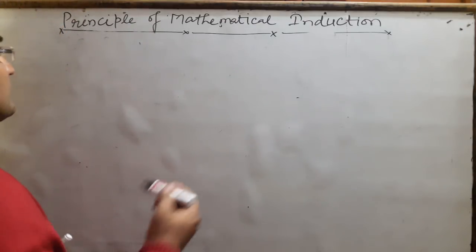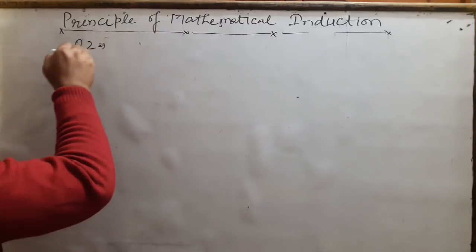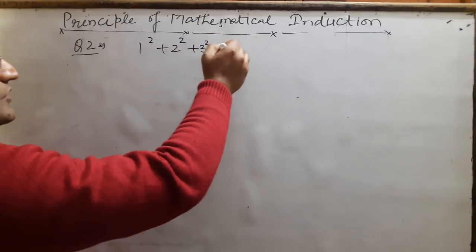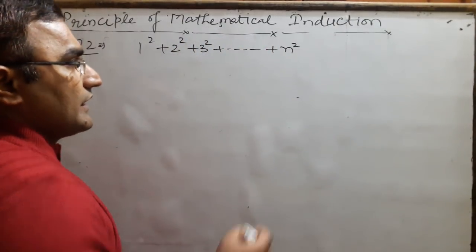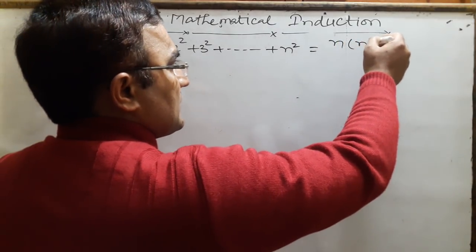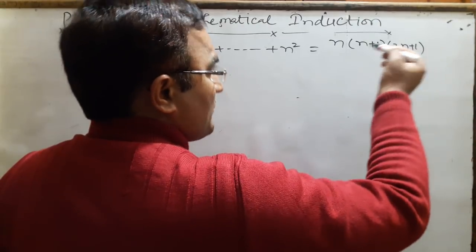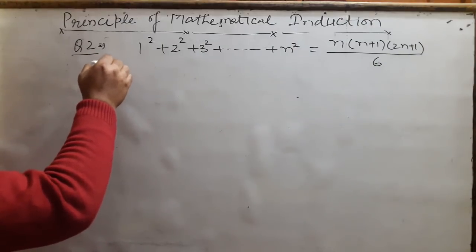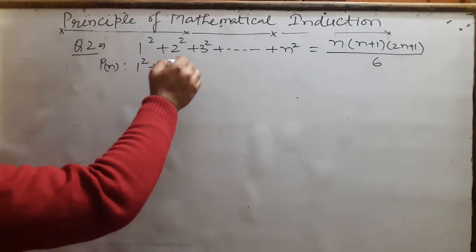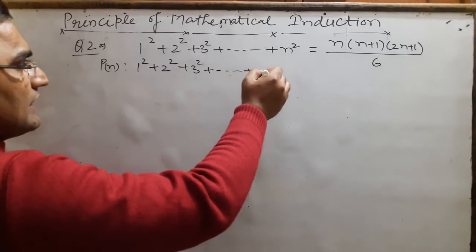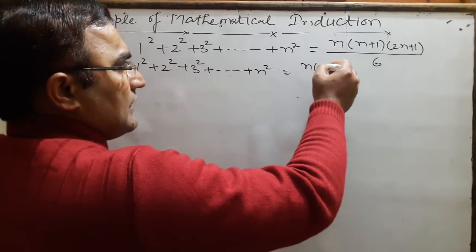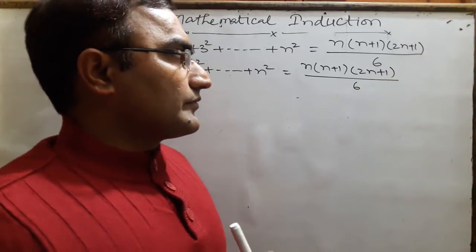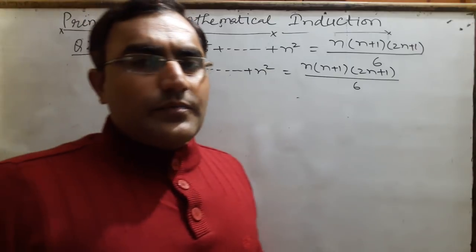Now discuss the next question, question number 2. 1 square plus 2 square plus 3 square and so on up to n square is equal to n into n plus 1 into 2n plus 1 upon 6. Okay. Pn is equal to 1 square plus 2 square plus 3 square and so on, n square, is equal to n into n plus 1 into 2n plus 1 upon 6. Clear? Same method.